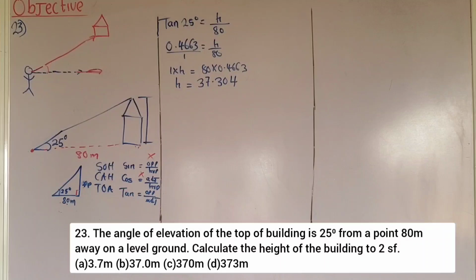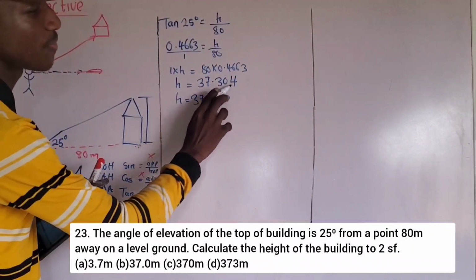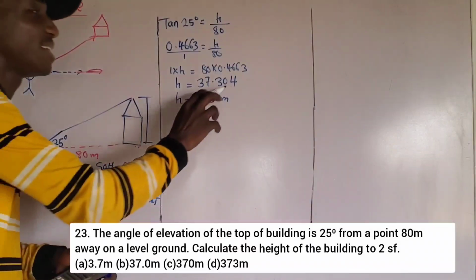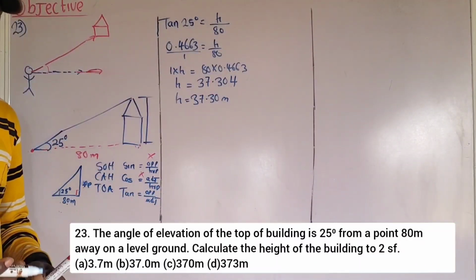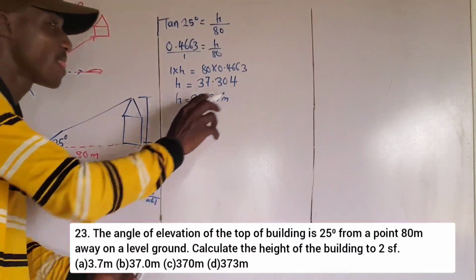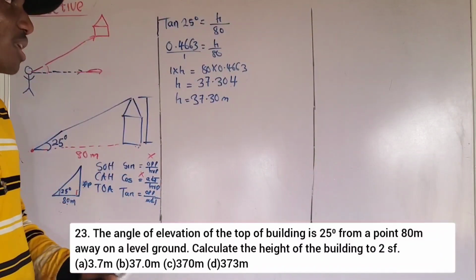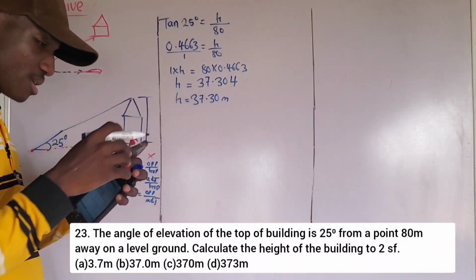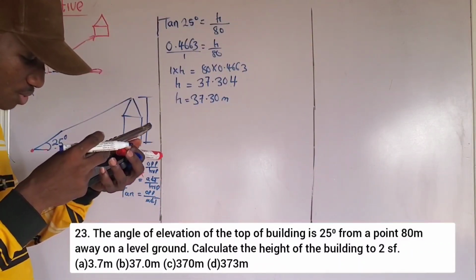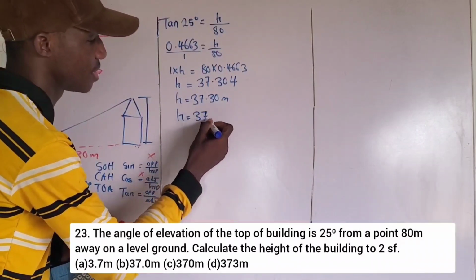So the question says we should correct to two significant figures. Hence, I'm going to have the height is equal to 37.30 meters, because 4 is not up to 5. You have to learn how to approximate. Maybe you don't know how to approximate and you wish to learn, you can check the playlist on this channel. Do you understand? Because 4 is not up to 5, it is going to take an insignificant figure of 0. So we have to approximate to two significant figures. That is h is equal to 37 meters.